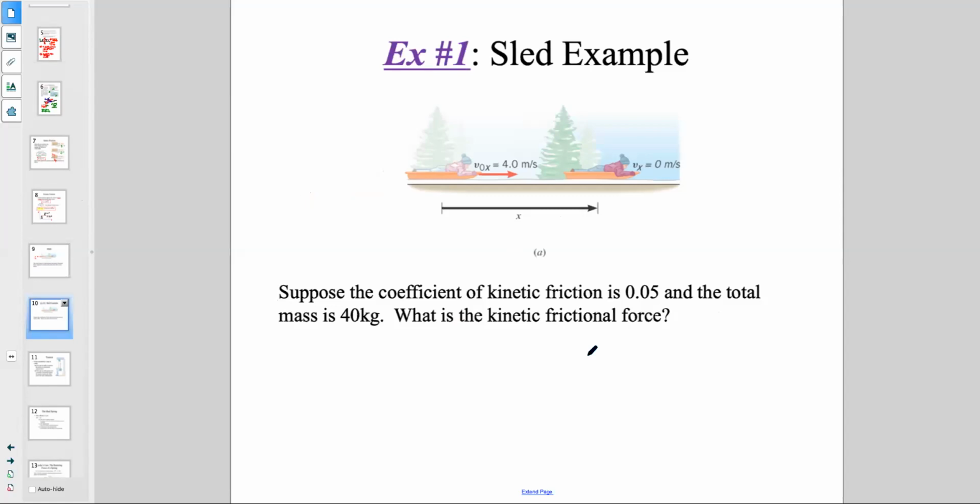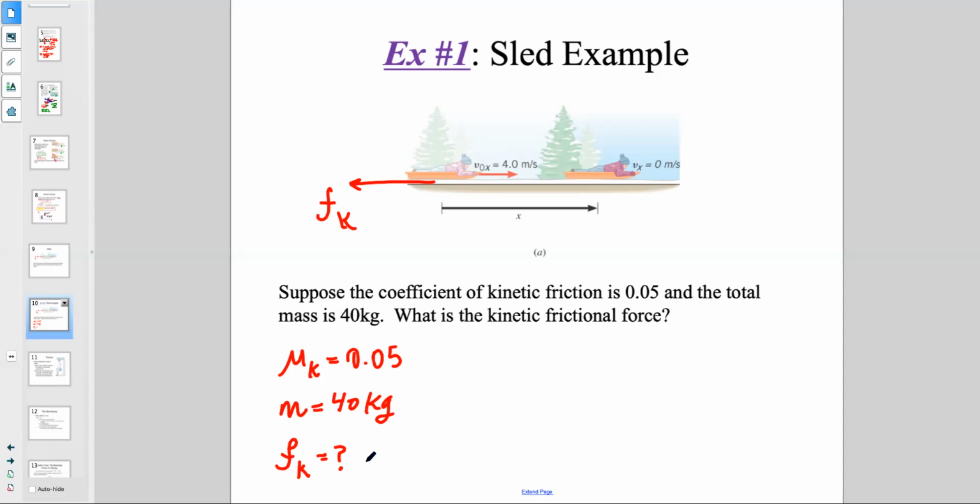Suppose the coefficient of kinetic friction is 0.05, so mu k is 0.05, and the total mass is 40 kilograms. So the sled plus the kid on top is 40 kilograms, so M is 40 kilograms. What is the kinetic frictional force? In other words, we want to find this force, which is in the opposite direction of motion. What is F k? Obviously it is F k because the object is moving. Otherwise, we would just have F s.